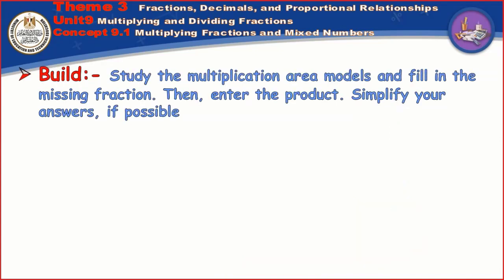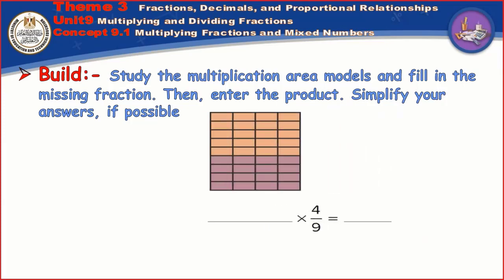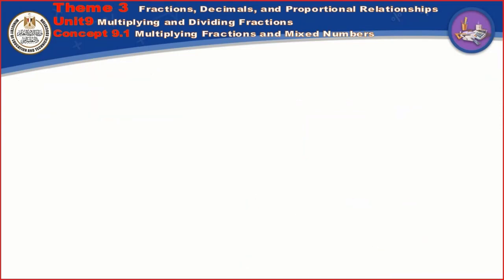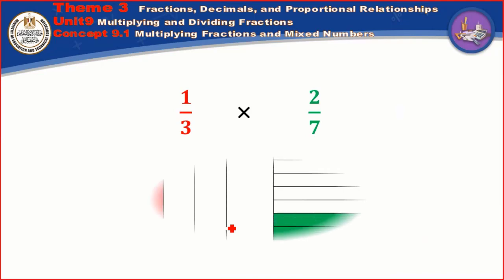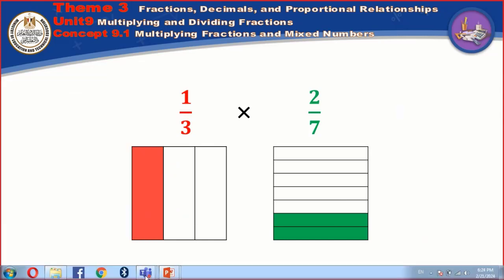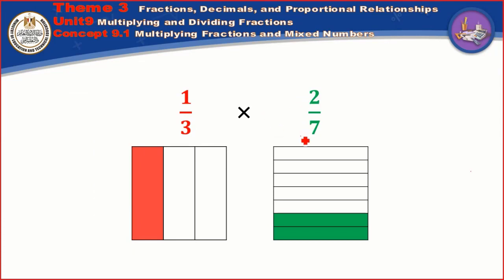Let's see another example, number 3, in area model. Okay, we solved it. Let's see the other example, this one. Now he told me one third times 2 over 7. One third: I divided the whole into three parts. One third times 2 over 7.